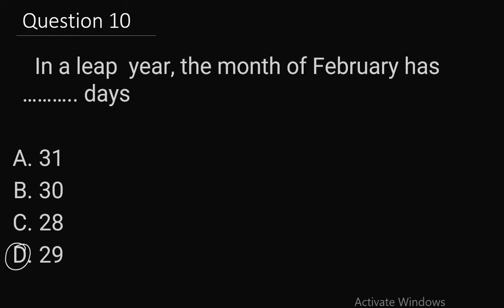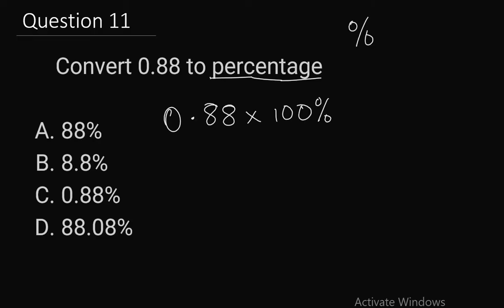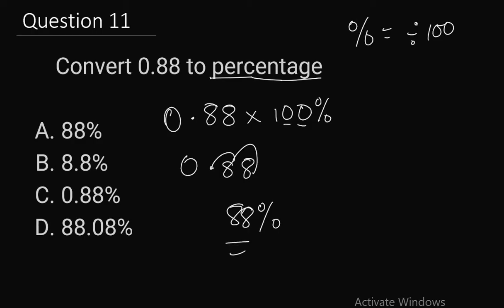Alright, the next question, 11, says, convert 0.88 to percentage. If percentage is in a word form like this, just multiply by 100%. But if it's in a symbol form like this, you divide by 100. So this means divide by 100, but if it's in a word form, you multiply by 100 like I've done. Multiplying 0.88 by 100, 100 has 2 zeros, so you just move twice, 1, 2. The decimal is gone and you have 88. So your answer is 88%, which is option A.